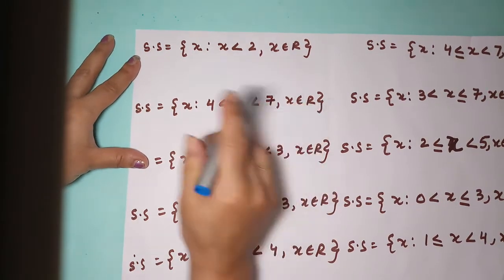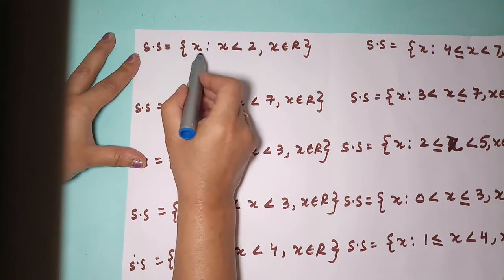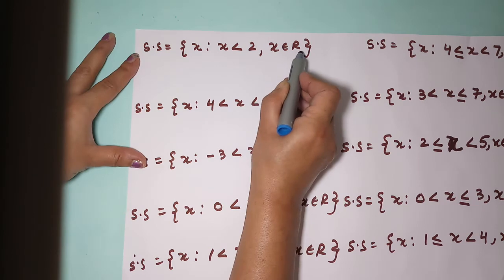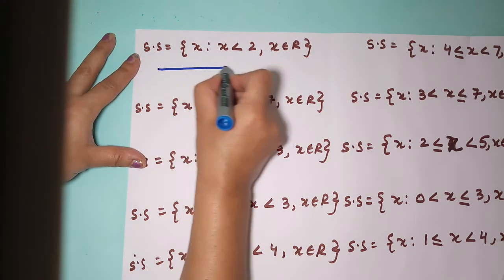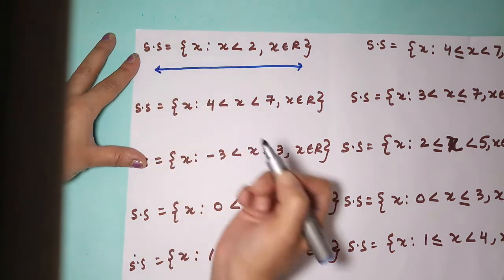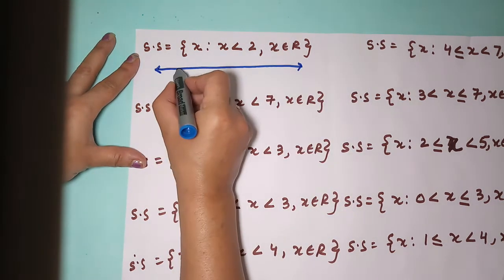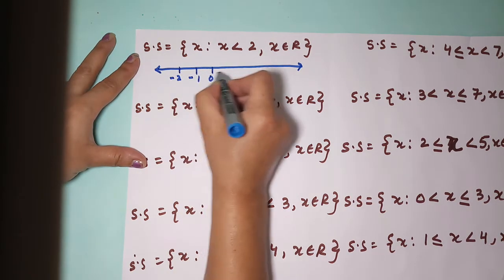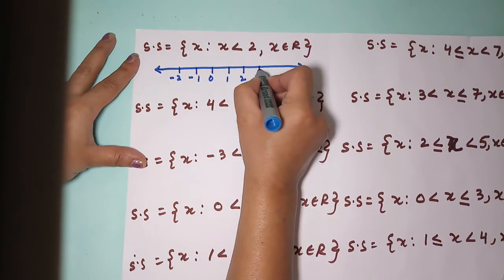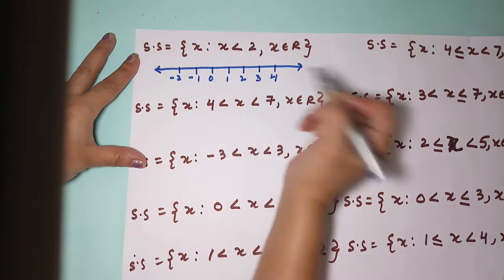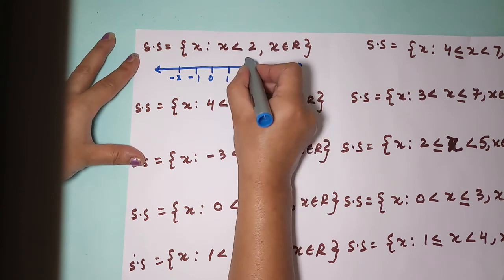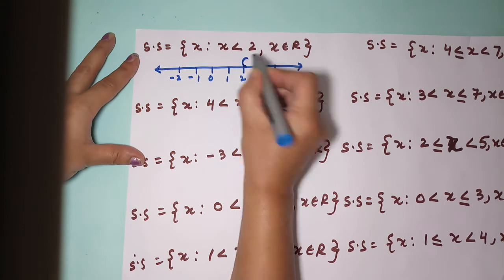So we have the solution set over here is x such that x is less than 2 and x belongs to R. So a line, arrows on both the sides. So this is -2, -1, 0, 1, 2, 3, 4. Now you see this time you don't have the equality sign here. So what will you do? You will go to 2, place an arc-like structure here like this.